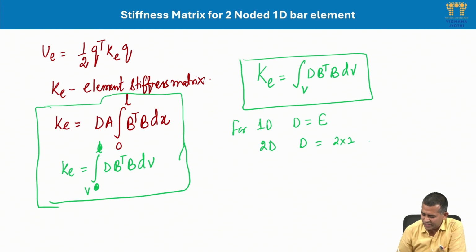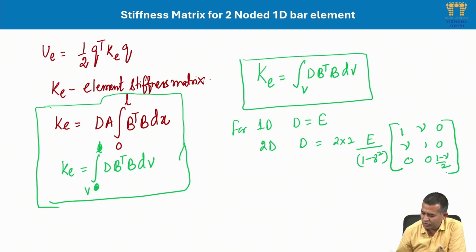Generally we have an expression for the plane stress values. We will have something like E by 1 minus nu square into [1 nu 0; nu 1 0; 0 0 (1 minus nu) by 2]. So that way you will get a 2 by 2 D matrix. Again for 3 dimension you will have a 6 by 6 matrix.